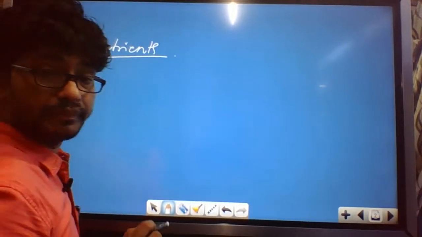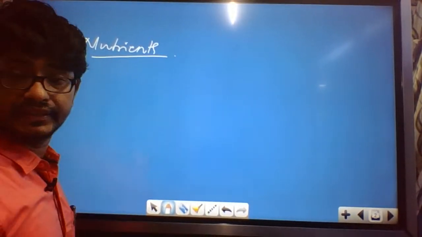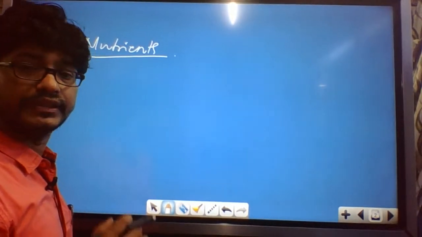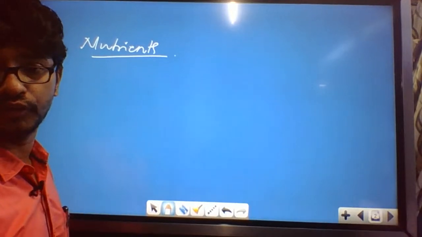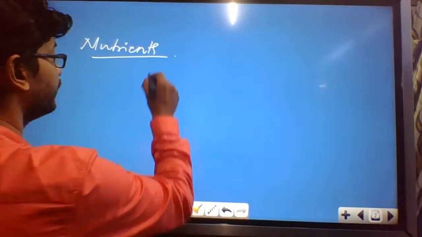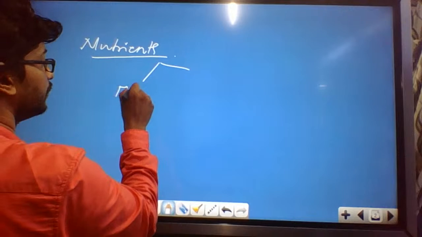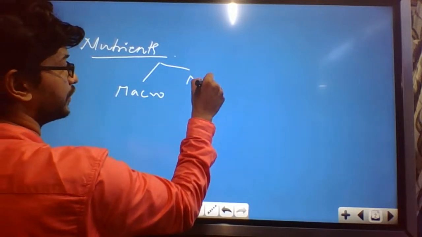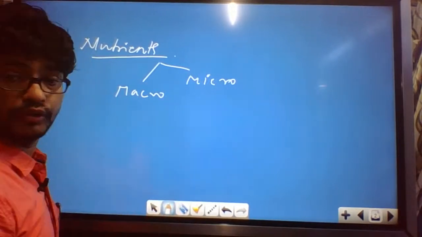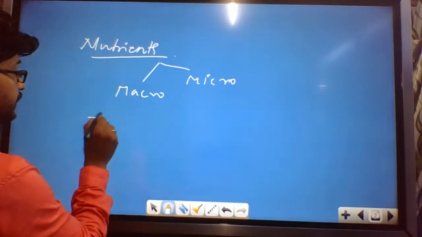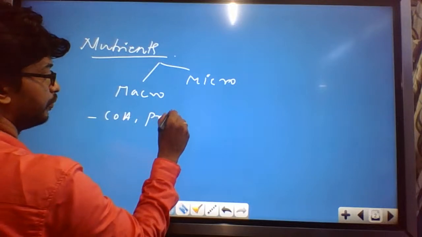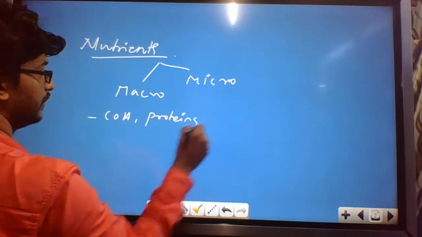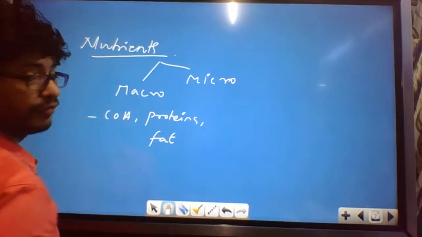The nutrients, broadly like this, because we're not going to discuss anything in detail about the nutrients here. The nutrients that you are studying in the lower classes, I'm just going to give only the outline of how you classify the nutrients. The nutrients can be classified into macronutrients and micronutrients. When we talk about the macronutrients, we include carbohydrates, protein, and we can also include fats.